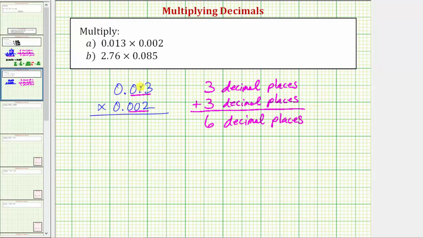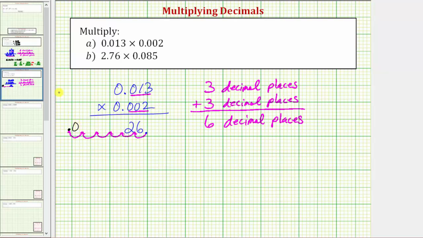Next, we multiply as if we had whole numbers, not decimals. 13 times 2 equals 26. So for the number 26, the decimal point would be to the right of the 6 here. But we know our product must contain 6 decimal places, and therefore we now move the decimal point to the right 6 places. So 1, 2, 3, 4, 5, and 6. The decimal point must be here. Each missing digit becomes a 0.